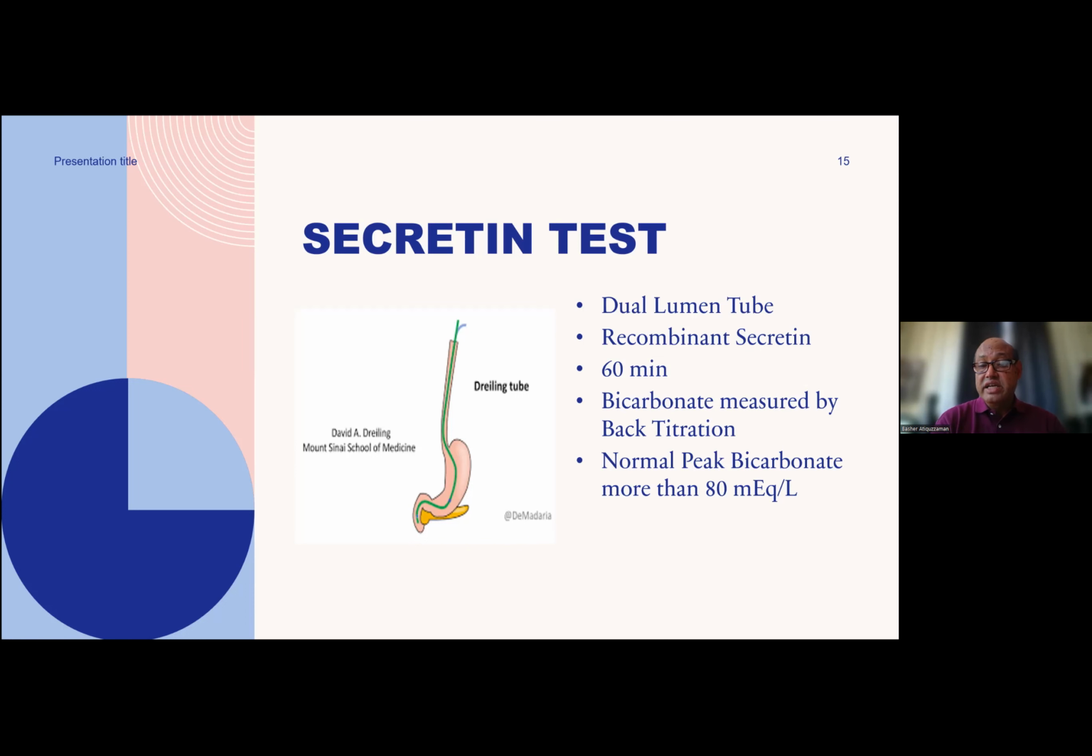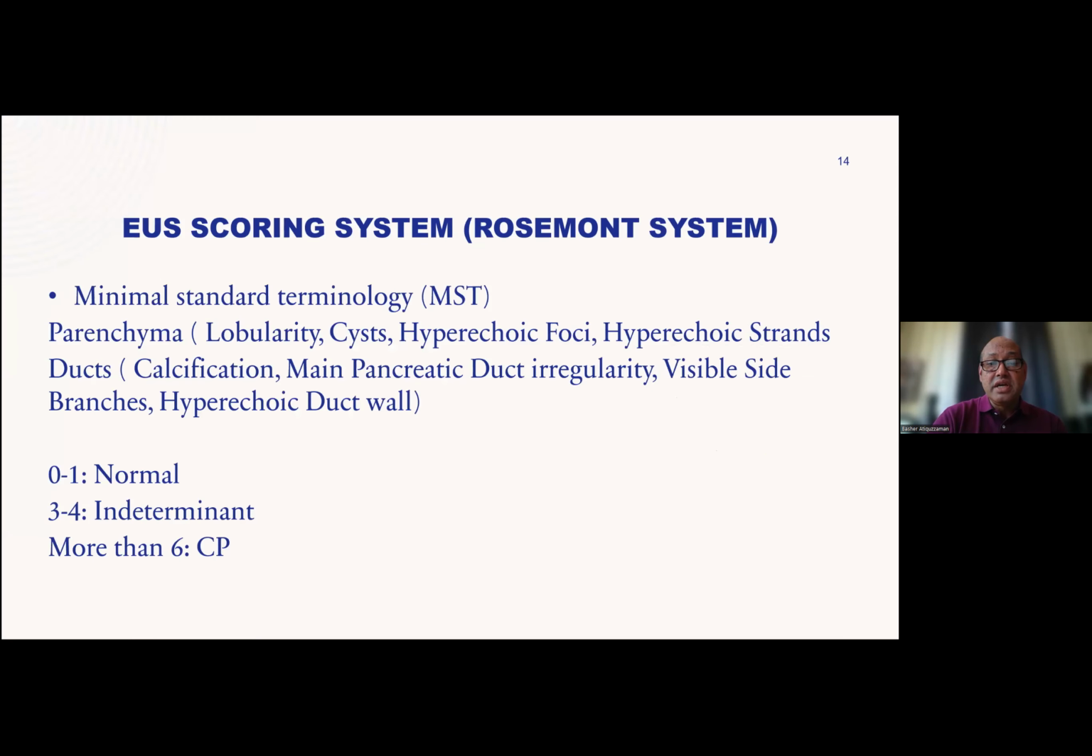And we would like to see the peak bicarbonate is more than 80 milliequivalent per liter. If it's less than that, that's a positive secretin test. Nowadays, with the advent of radiological tests and endoscopic ultrasonogram, we don't do it very often, but still, there is a utility of this test. I still do the secretin test for some patients.